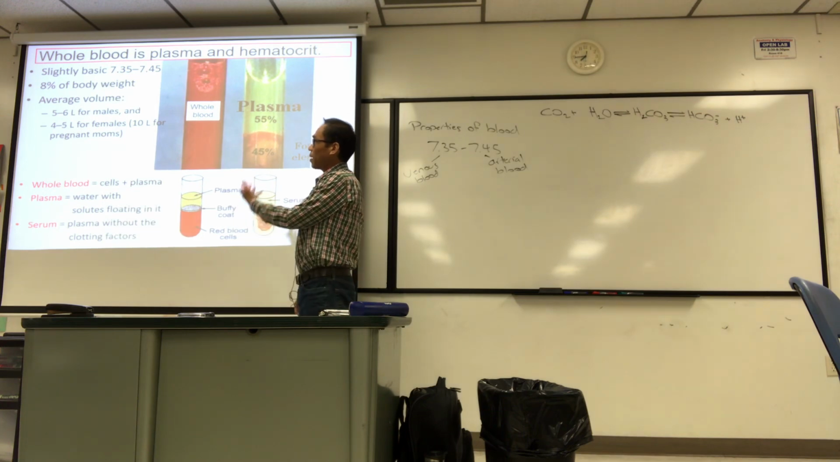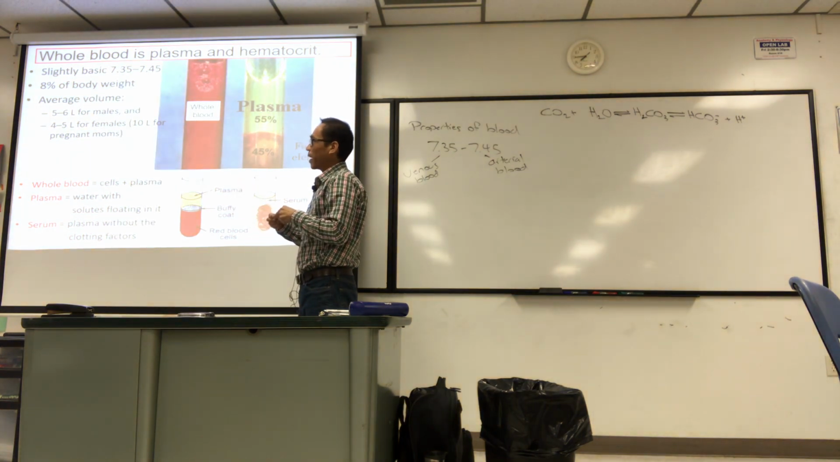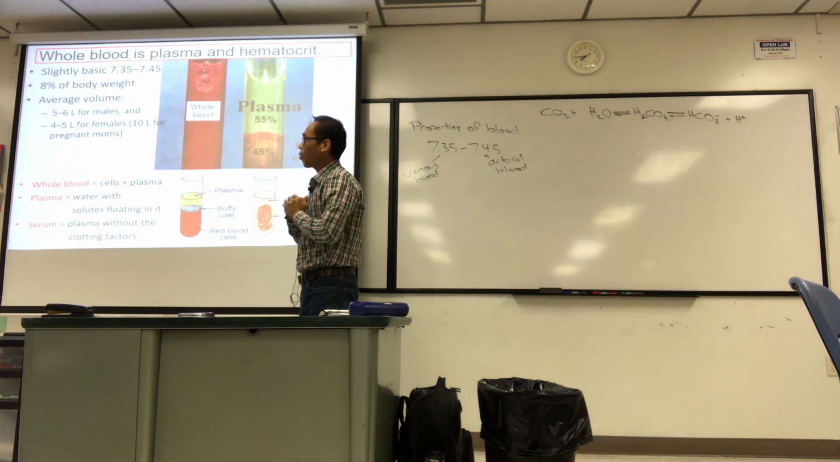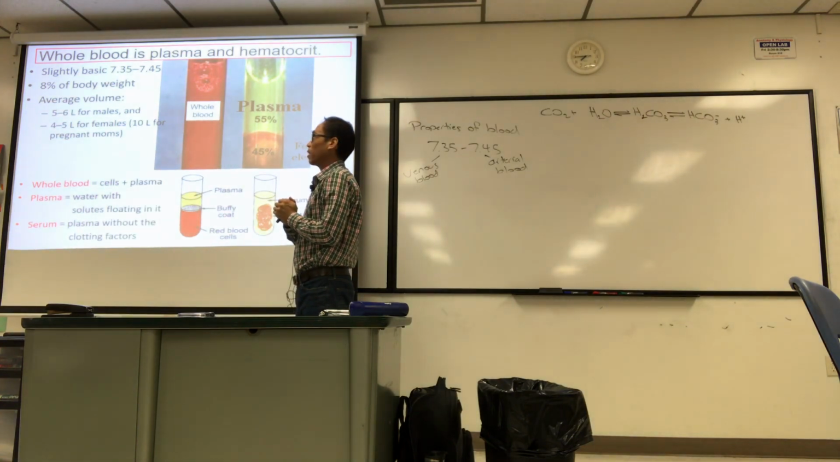Blood is about 8% of your body weight. I've given you 5 liters as the average blood volume for an adult. There's a bit of a range. For males, it's a little bit more because on average males weigh more, so they need more blood. But for pregnant moms, blood volume can double.